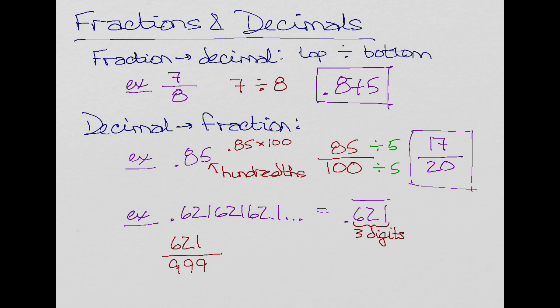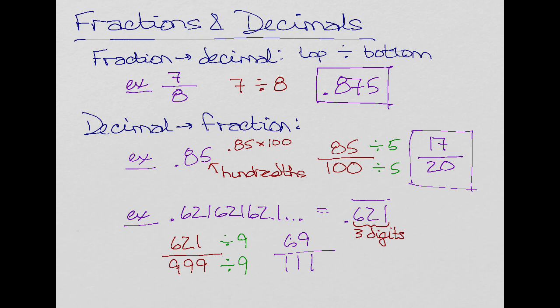I would like to simplify that as much as possible. So I'm going to divide the top and the bottom by the same thing. 999 I can divide by 9, and 621 I can also divide by 9. And try it out. If you're not sure, try some things out on your calculator, see what works. Same thing, top and bottom. 621 divided by 9 is 69. 999 divided by 9 is 111.